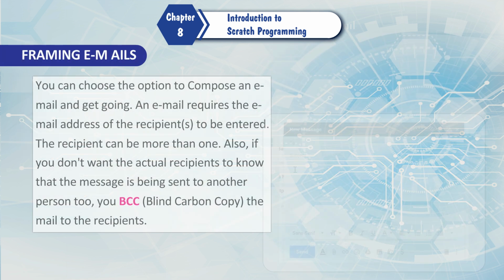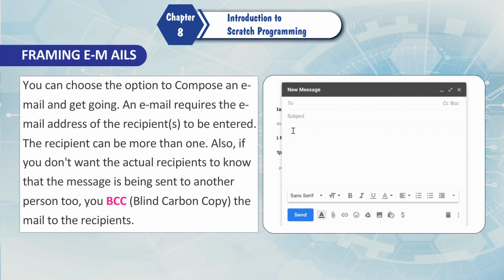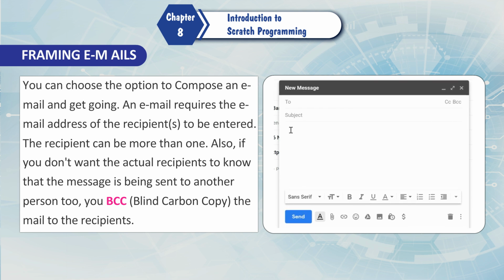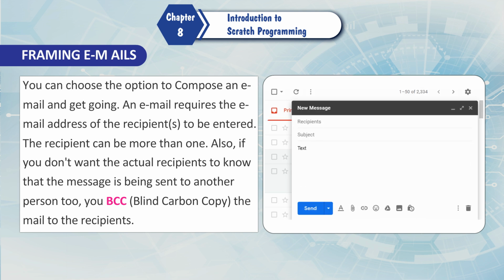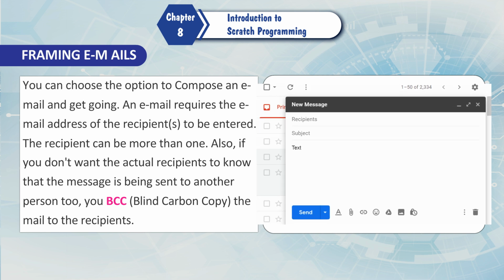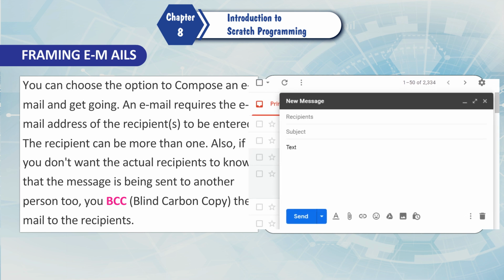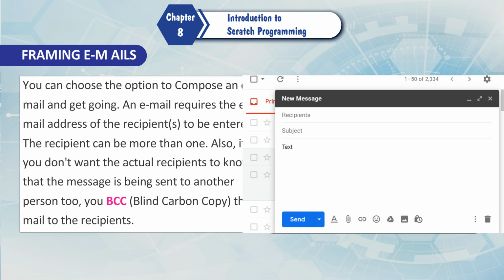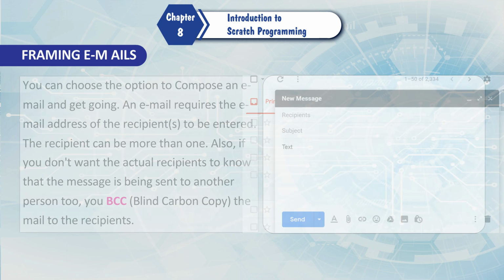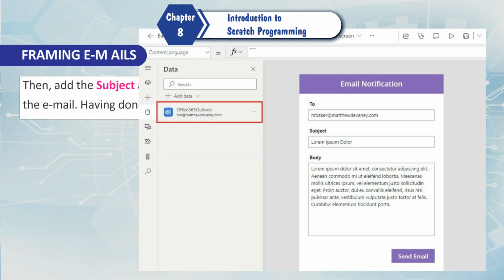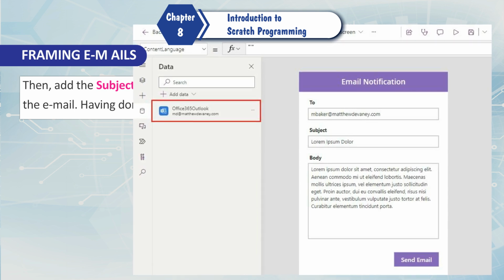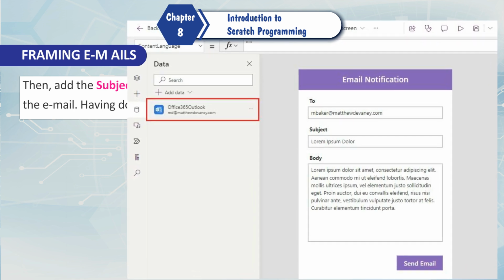Framing emails. You can choose the option to compose an email and get going. An email requires the email address of the recipient to be entered. The recipient can be more than one. Also, if you don't want the actual recipients to know that the message is being sent to another person, use BCC, blind carbon copy, to send the mail to the recipients. Then add the subject and the text body of the email. Having done this, click on Send.